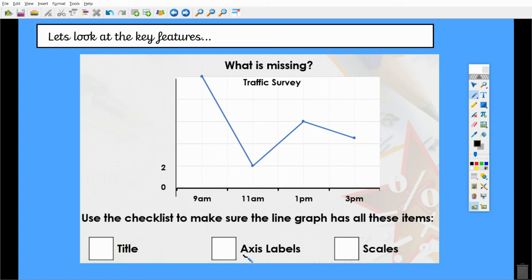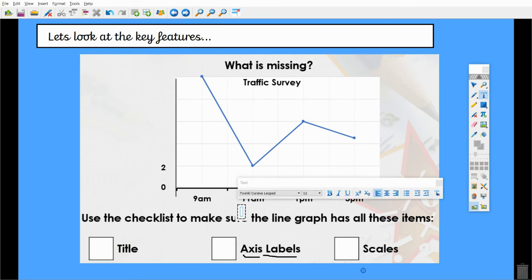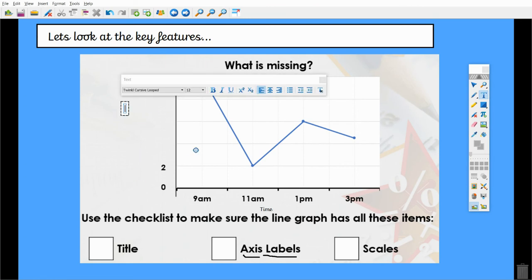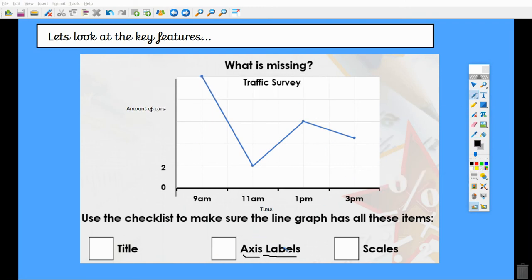Now, we've already learnt about this word axis. So it needs axis labels. Now, this one doesn't have any axis labels. So it says use the checklist to make sure the line graph has all these items. So this one is missing axis labels. So you'd need something like time on the bottom there. And then you'd also need another axis label going down here. And you might have traffic survey, and you might have amounts of cars. It didn't have any axis labels. I have just added them on, but it didn't have any axis labels.